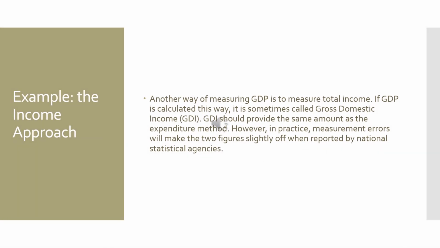Example: the income approach. Another way of measuring GDP is to measure total income. If GDP is calculated this way, it is sometimes called gross domestic income, GDI. GDI should provide the same amount as the expenditure method. However, in practice, measurement errors will make the 2 figures slightly off when reported by national statistical agencies.